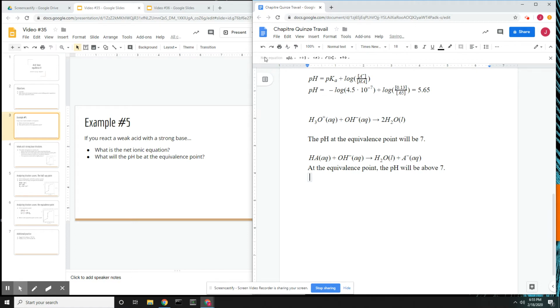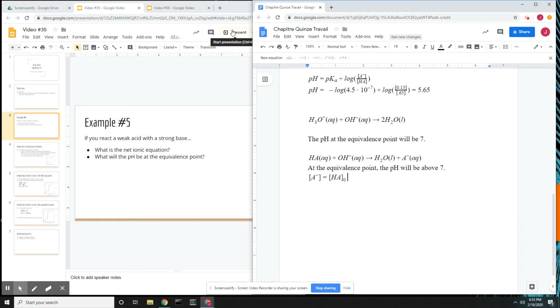Another way to think about that is at the equivalence point, A minus is equal to whatever HA was before you started the titration. So the way that you would figure out the pH of an A minus solution would be to use the Kb values, solve for OH minus concentration, convert that to pOH and then pH. No matter what, it's going to be above 7.